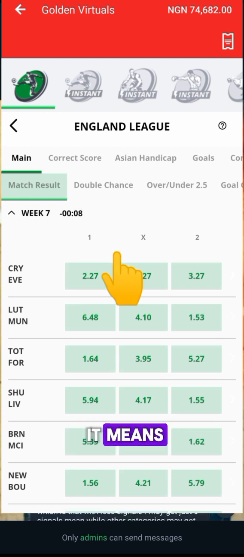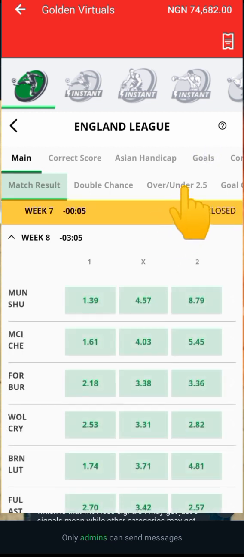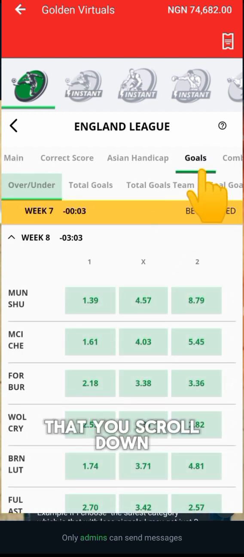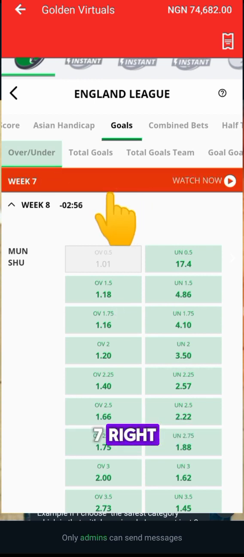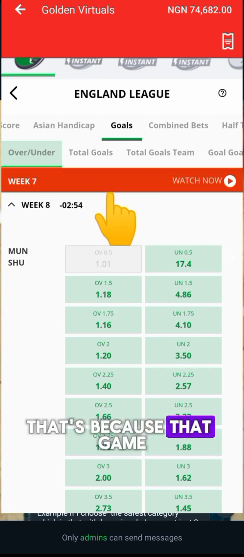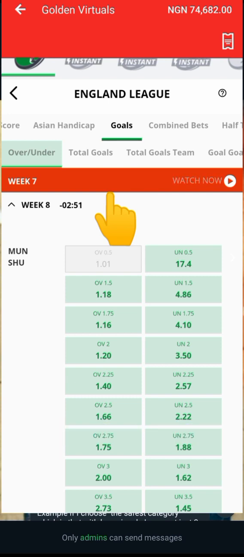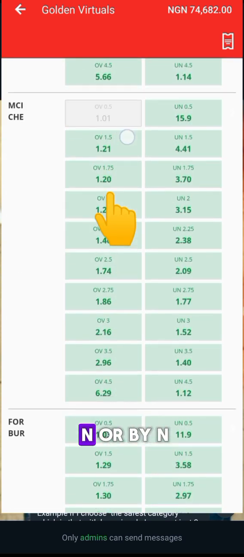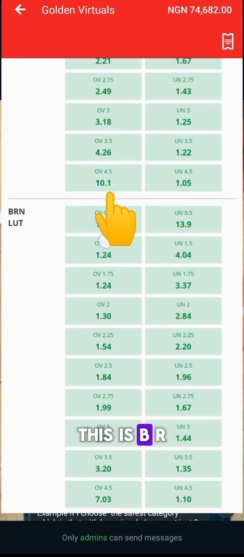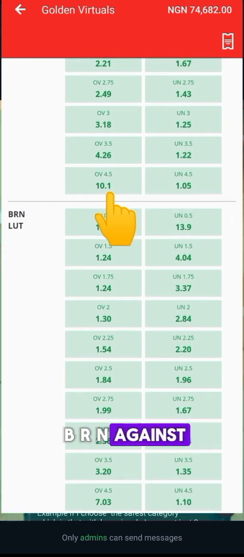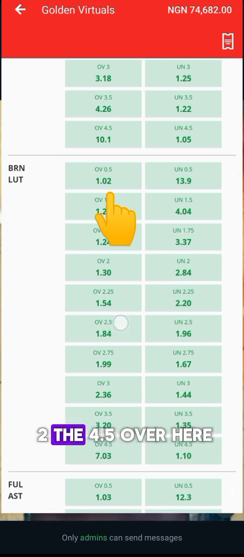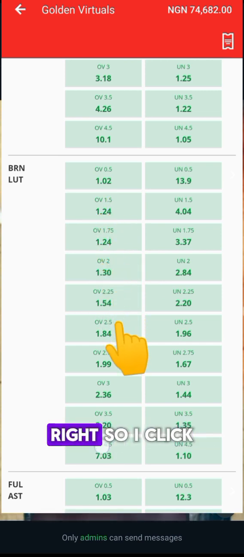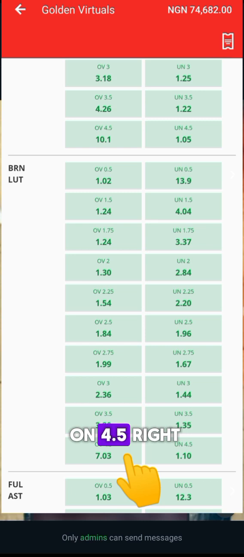This is what it means. You click on go, and when you click on that, you scroll down. If you notice, week 7 is showing red. That's because that game has already started. So we scroll down, we look for BRN or Bayern. Yeah, this is it, BRN. So it's BRN against LUT. I'm going to click on the 4.5 over here. So I'll click on 4.5.